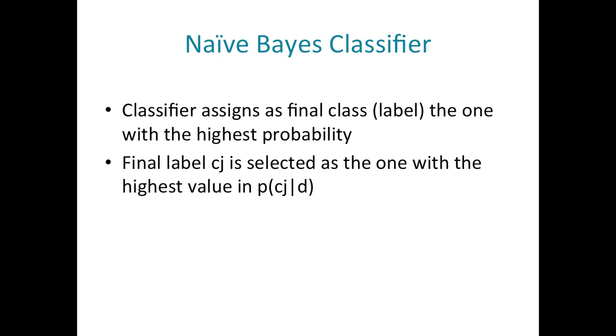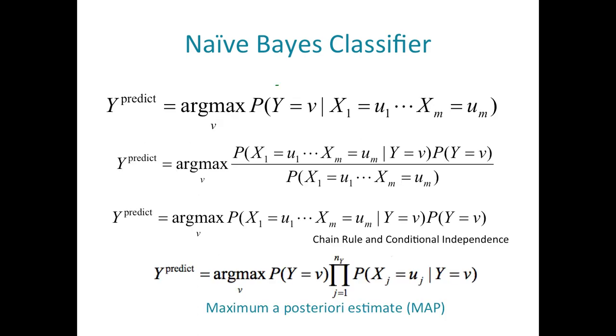In the end, what the Naive Bayes classifier does is compute the conditional probability for the different classes that we have, and then the class or the label with the highest probability is the one that is assigned as the final label. More formally, or mathematically, how can we express that? The y predict is going to be the label or the class that we are predicting. This could be apple or orange or banana. And we express it as the v value, the label that has the maximum conditional probability.